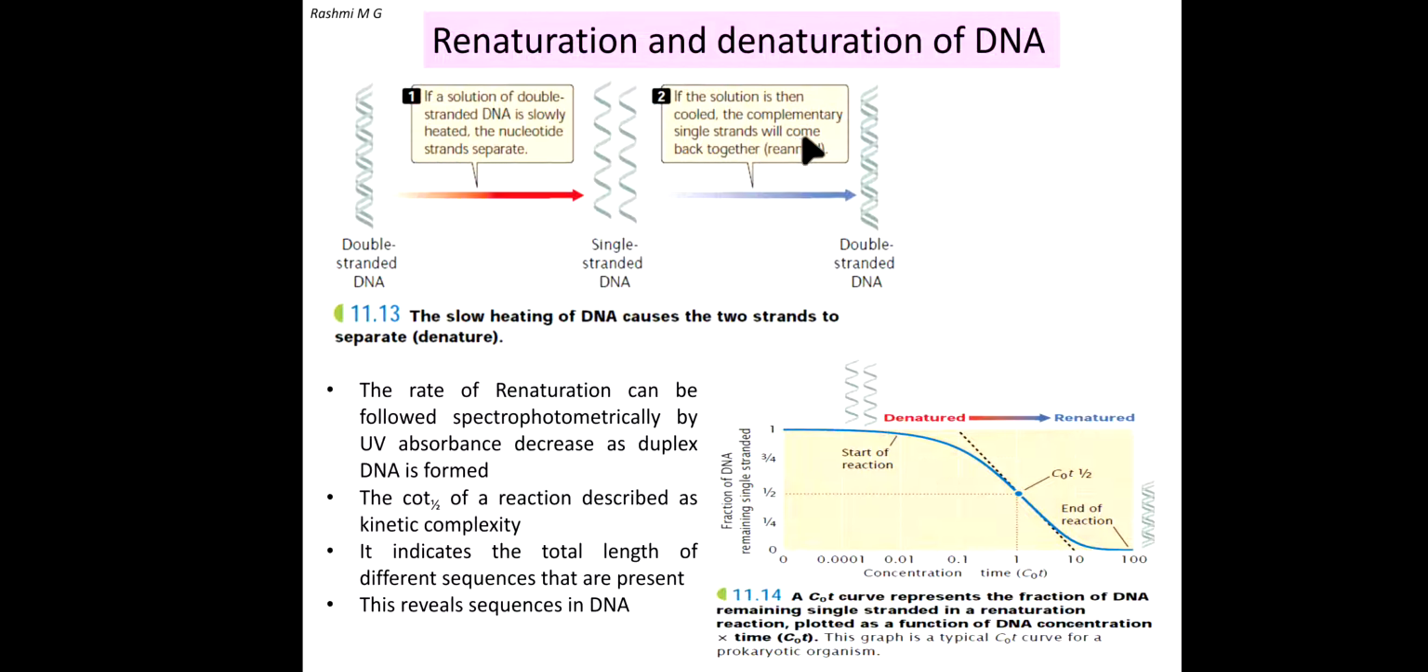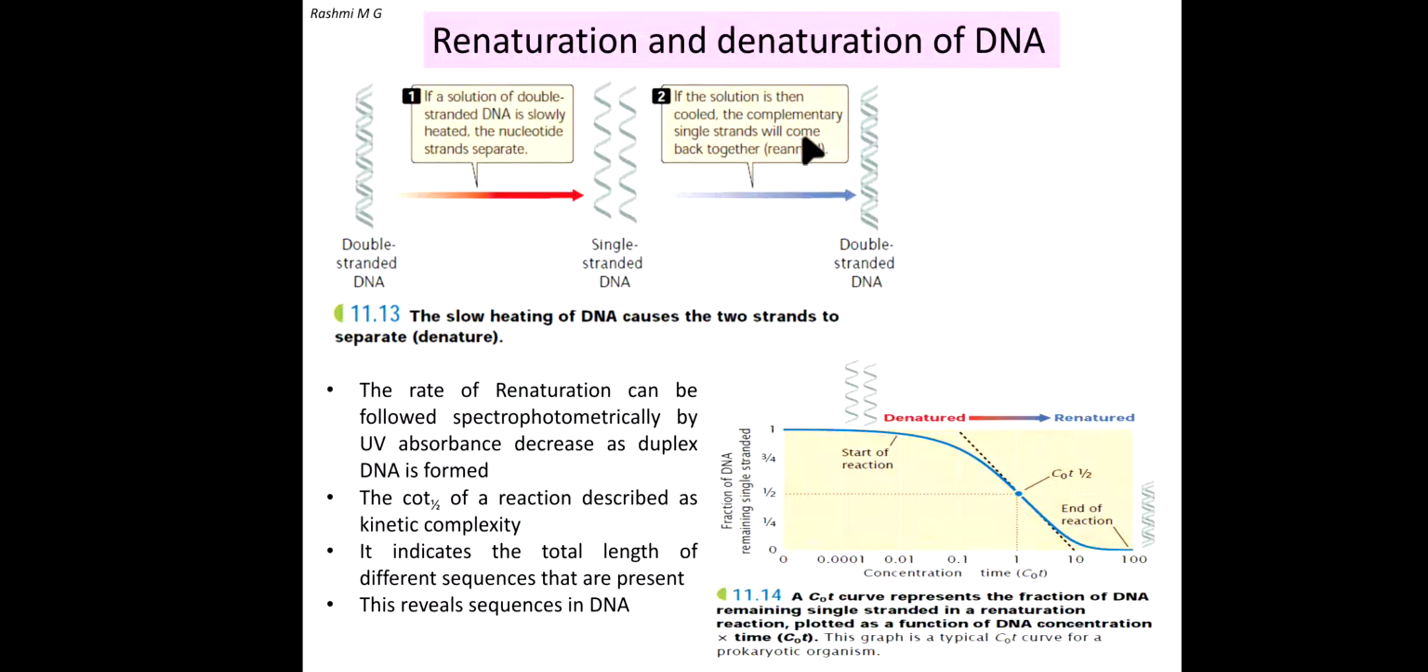Renaturation means the separated strands are undergoing base pairing again. That is known as renaturation. The rate of renaturation can be followed spectrophotometrically by UV absorbance decrease as duplex DNA is formed. This suggests that we can monitor the rate of renaturation spectrophotometrically by UV absorbance. So here you can see the denatured DNA getting renatured.